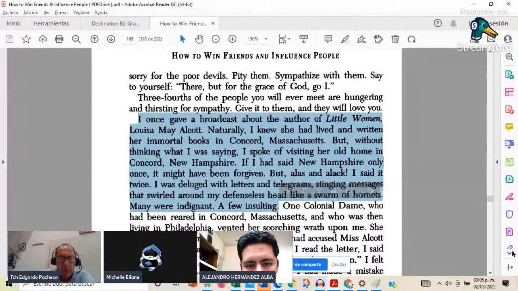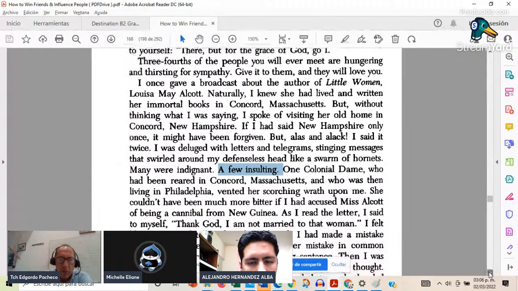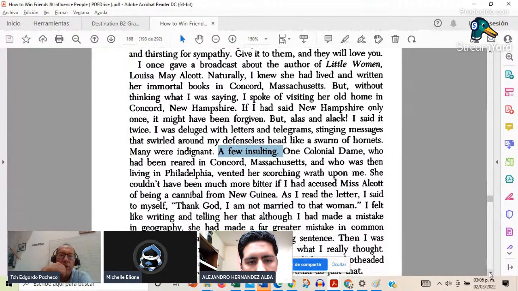I once gave a broadcast about the author of Little Women, Louisa May Alcott. Naturally, I knew she had lived and written her immortal books in Concord, Massachusetts, but without thinking what I was saying, I spoke of visiting her old home in Concord, New Hampshire. If I had said New Hampshire only once, it might have been forgiven, but alas and alack.